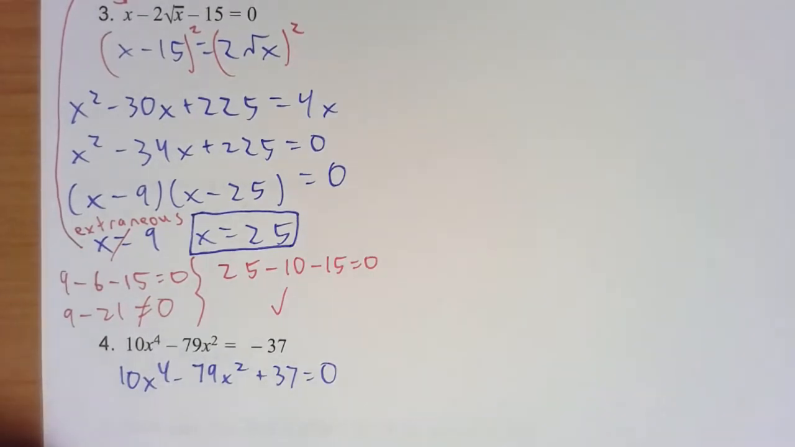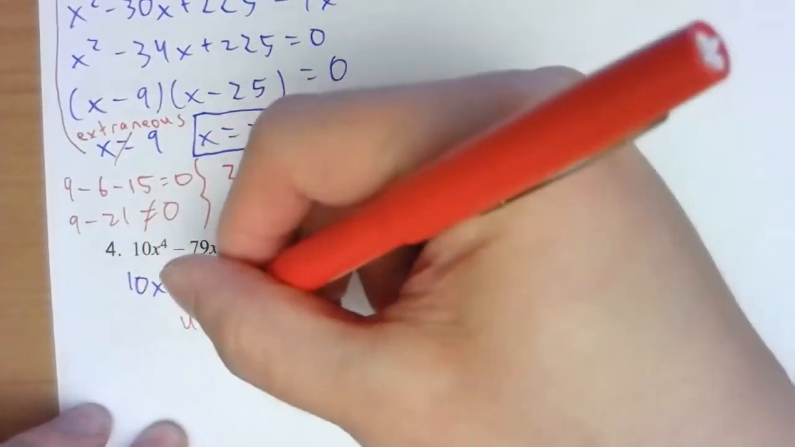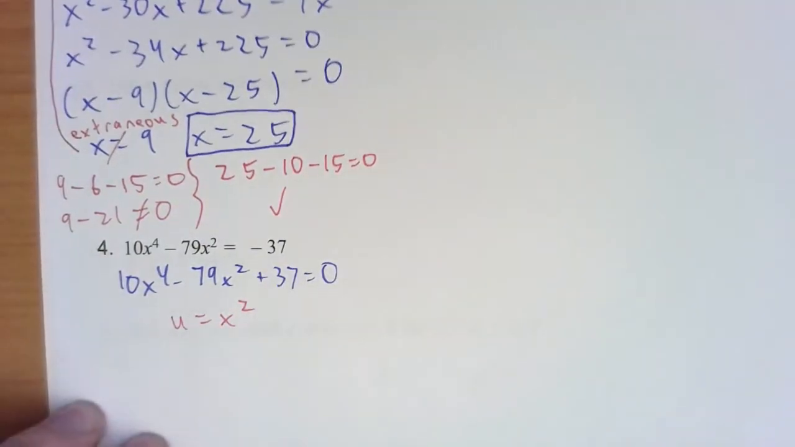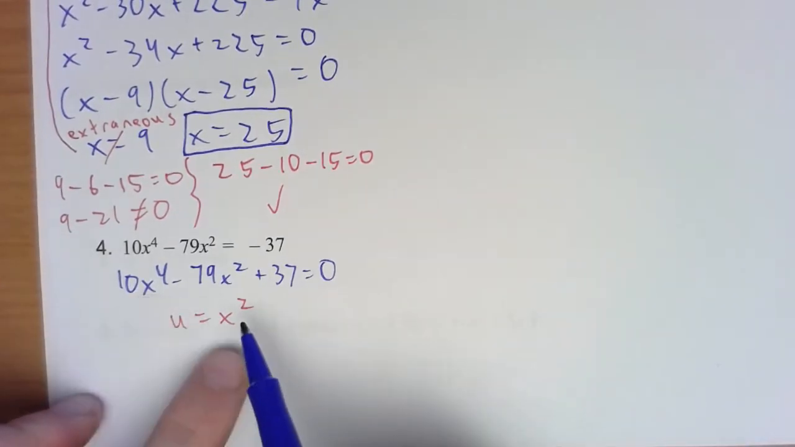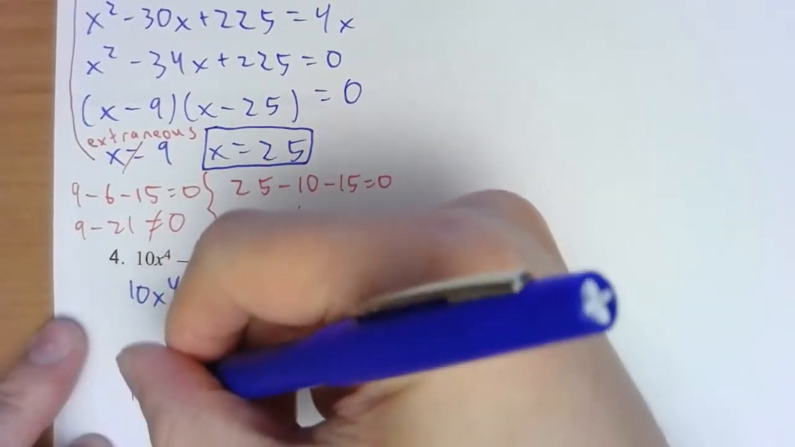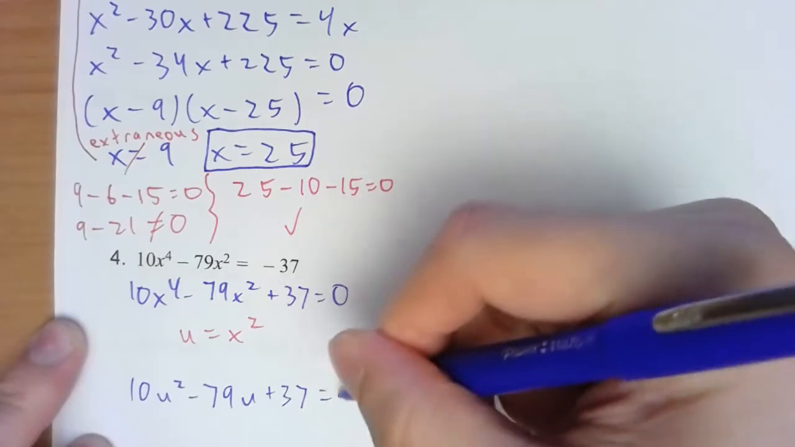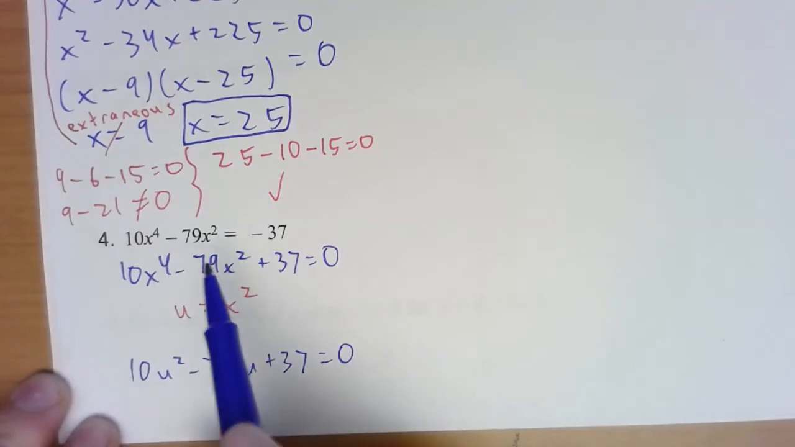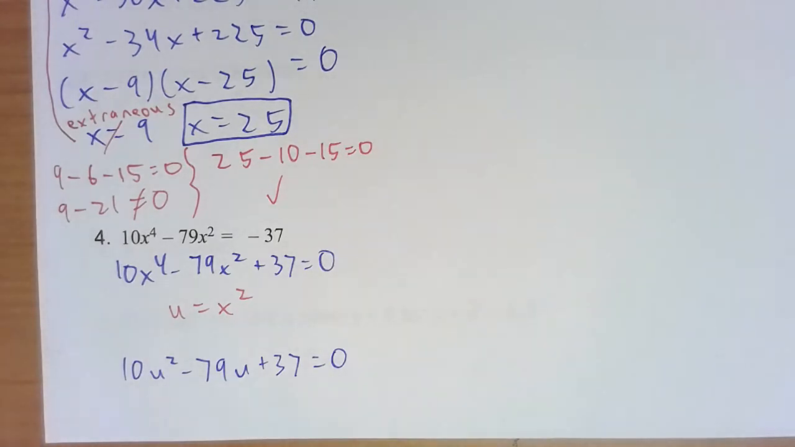Some of you guys might remember from Algebra 2 Honors, there's a nice little trick here they call U substitution. So what you can do is you can make u equal x squared, and then this thing that might have looked a little bit uglier with an x to the 4th in there, well, if u is x squared, x to the 4th, well, that's x squared squared, and so this right here would be u squared. 10u squared minus 79u plus 37 is 0. And so now that's a quadratic. So we took something that seemed a little bit more complicated, made it a little bit simpler as a quadratic.